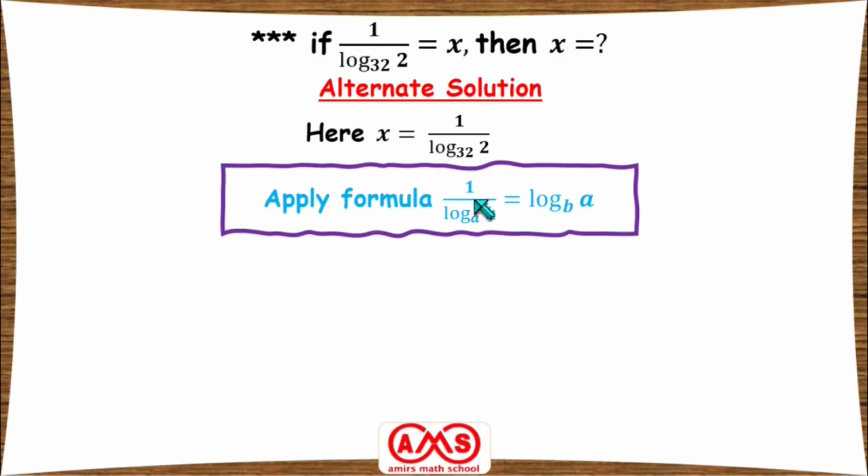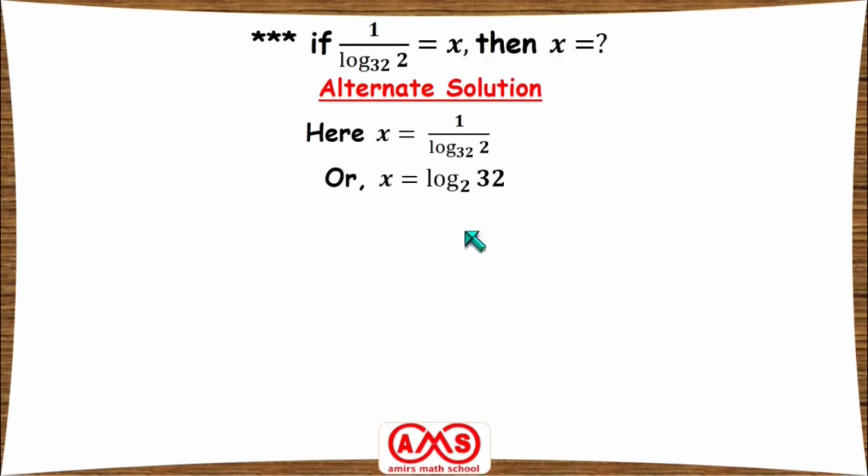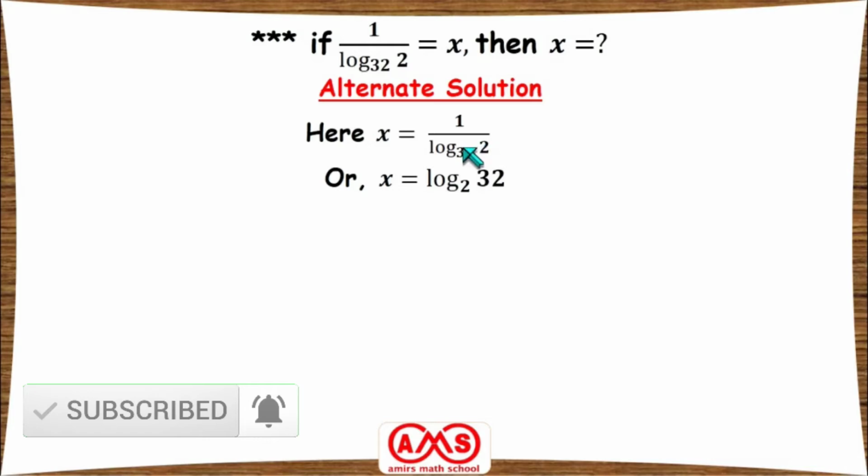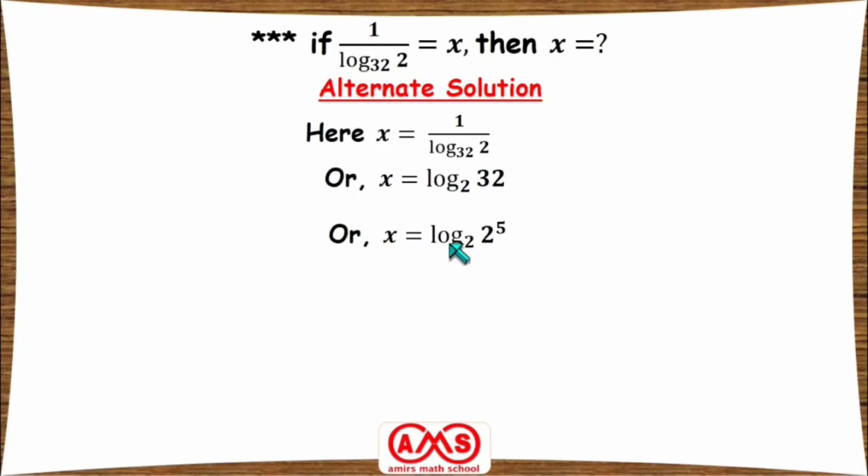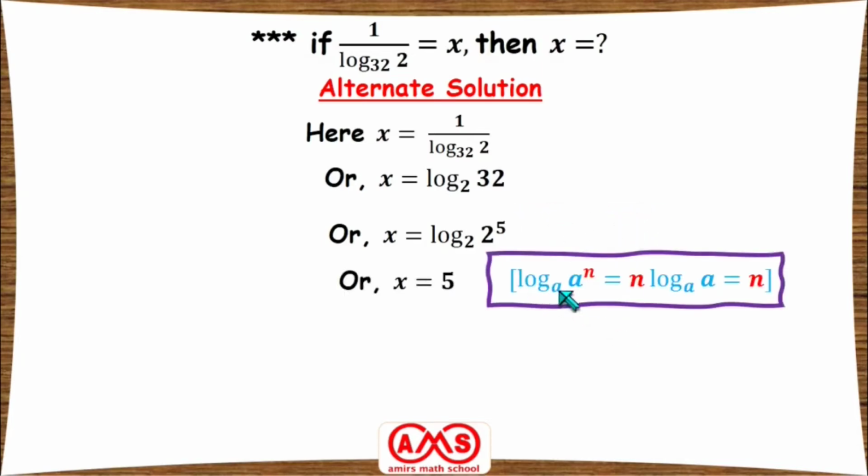If we want to apply this formula, in that case, these two numbers will be interchanged, this 32 and this 2. So we can write x equal to log 2 base 32. That is the interchanging of these two numbers according to the formula we saw earlier. So we can write x equal to log 2 base 2 to the power 5 because we can write this 32 as 2 to the power 5. Now we can write x equal to 5 according to the formula log a base a to the power n equal to n times log a base a, and we know log a base a equal to 1, so the value of this term will be just n.